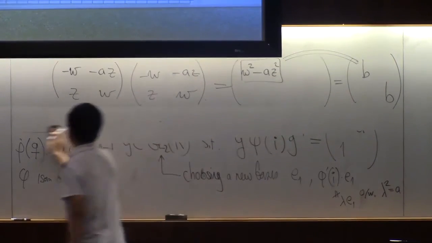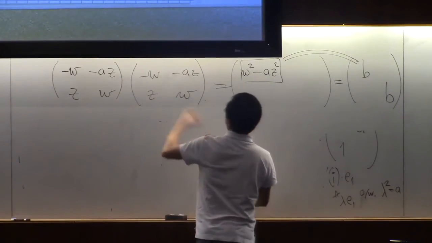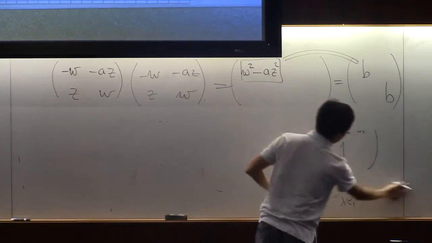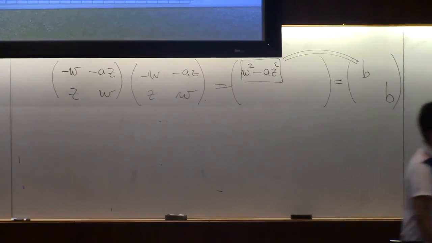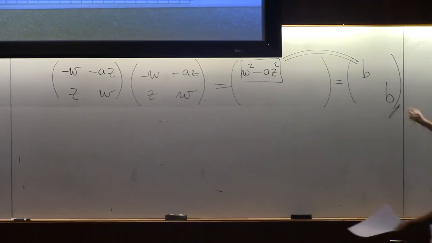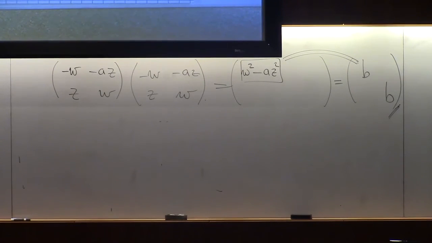So we find the solution. And you can check that this term is automatically 0, and this is also the same thing, w squared minus az squared. That comes because I now have a solution to b equals w squared minus a. Okay. Yes. If you have commuting matrices, you can simultaneously diagonalize them.